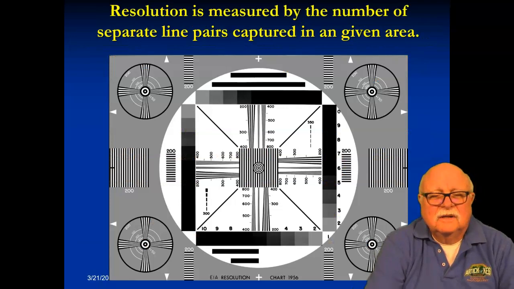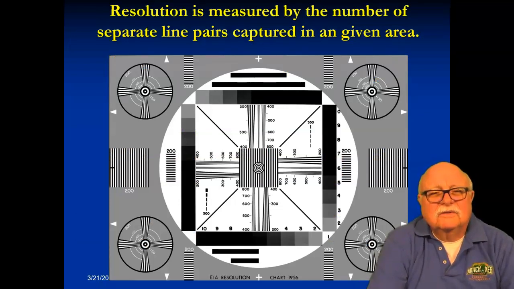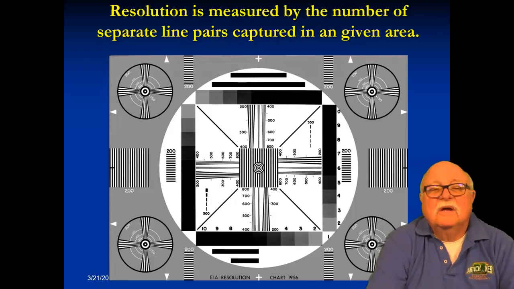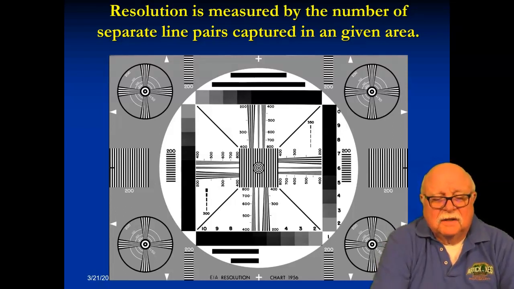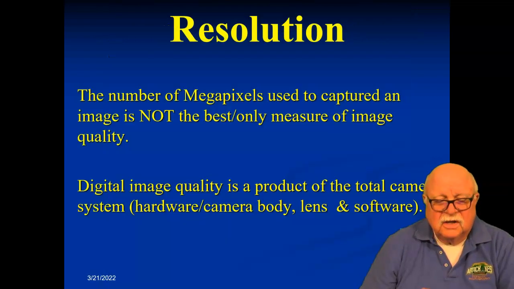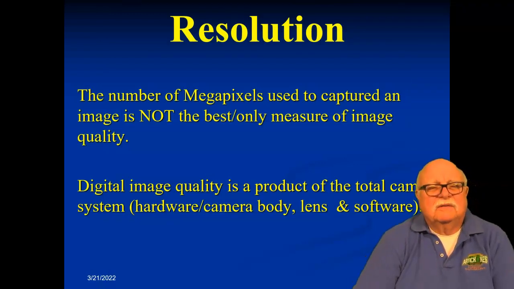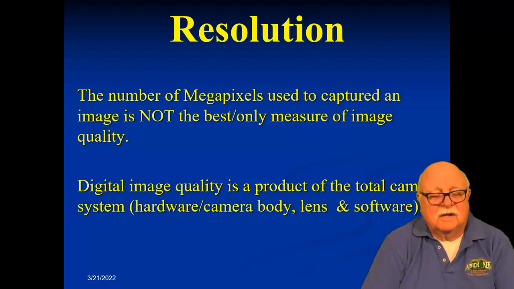Talking about detail, the way that we measure detail is what's called line pairs. Resolution is measured in the number of line pairs in a given area. It varies up to 400 line pairs so that you can see the detail and have the resolution. Resolution is not just the number of megapixels that we capture to get the detail. It's also the product of the total camera system: hardware, camera body, lens, and software.